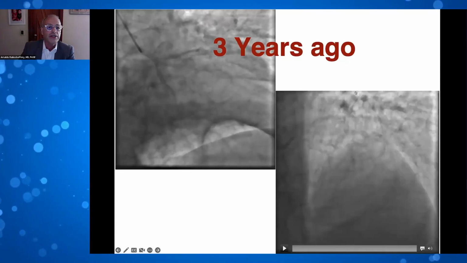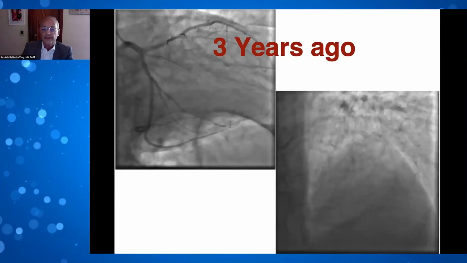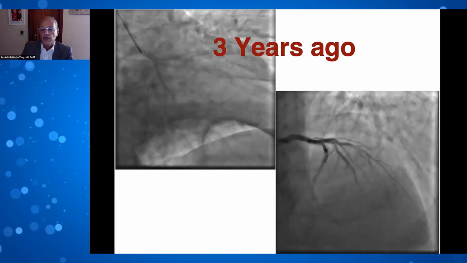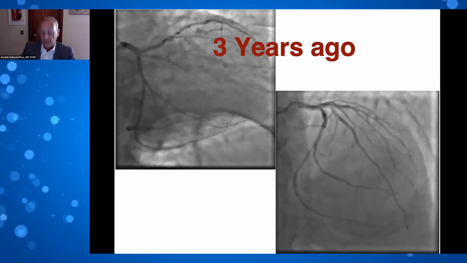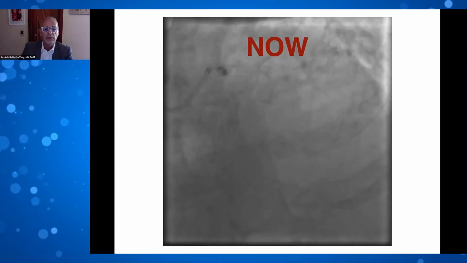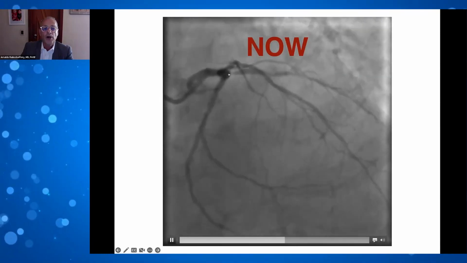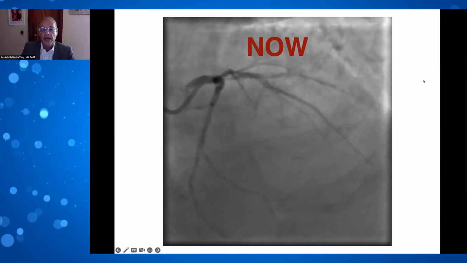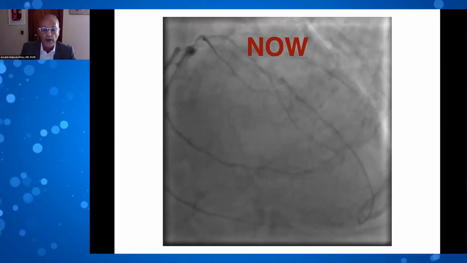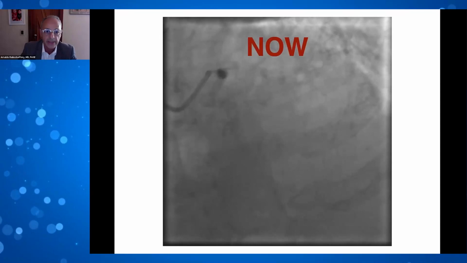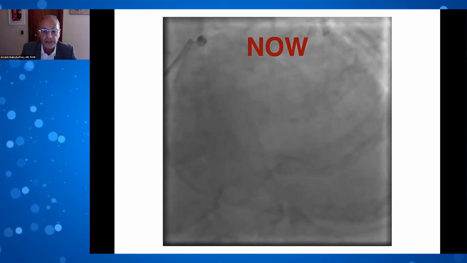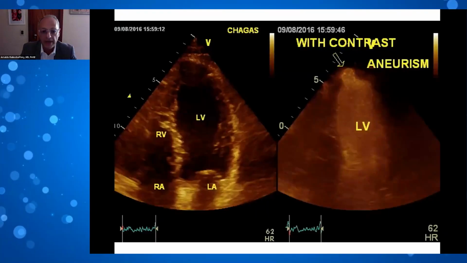This is his cath from 3 years ago, and you can see there is only a lesion in the diagonal artery. And now he has an important lesion in the LAD, proximal in the LAD. So this patient went to the cath lab and went to angioplasty with the introduction of a stent.